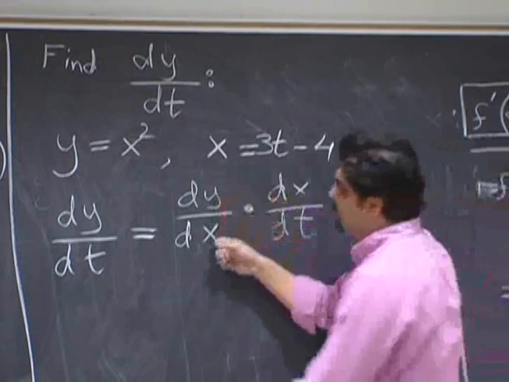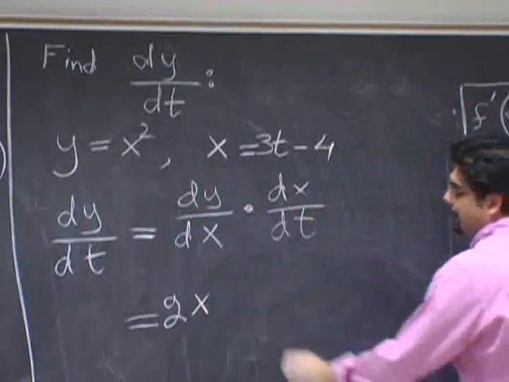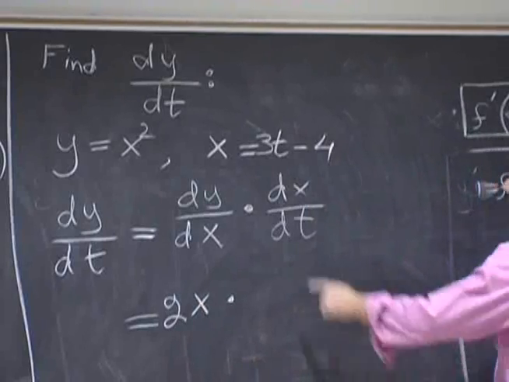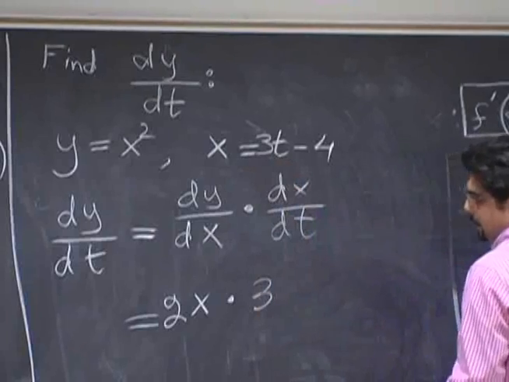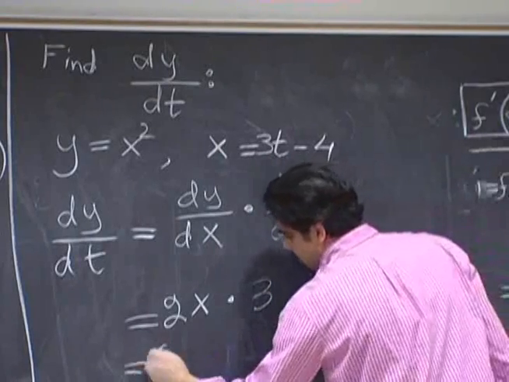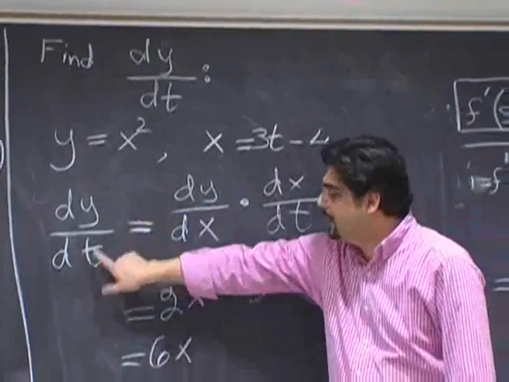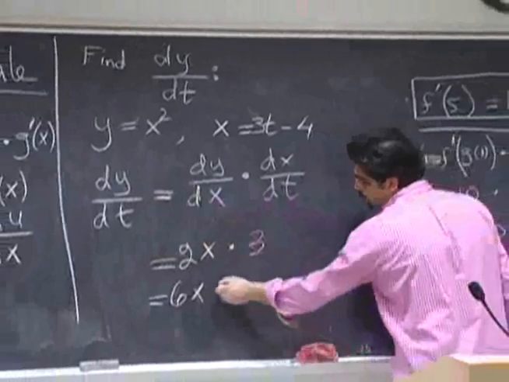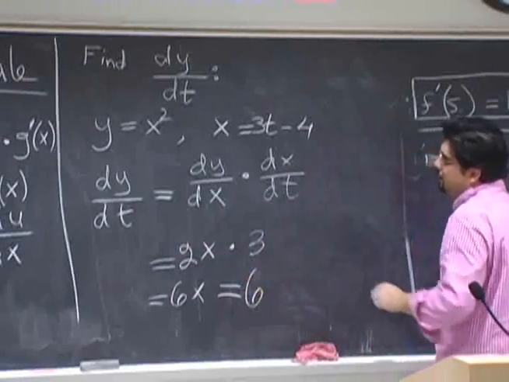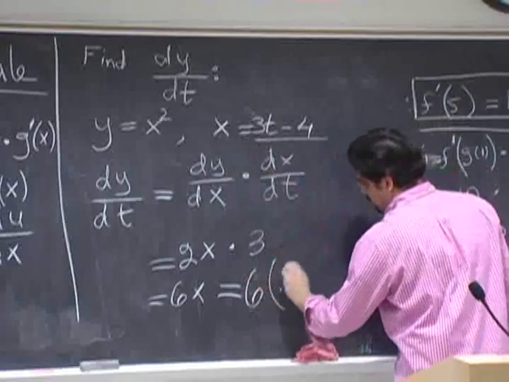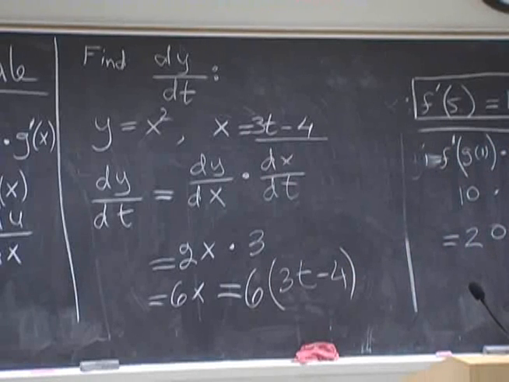What's the derivative of y with respect to x? 2x. Times, what's the derivative of x with respect to t? 3. Okay, so that would be 6x. Except when I want to see how y changes with respect to t, I probably would find it more useful to change everything in terms of t. 6x, well, we have x here. 3t minus 4. Okay?